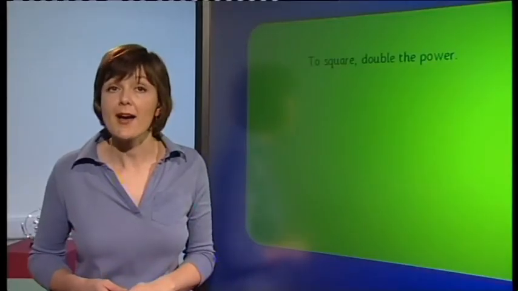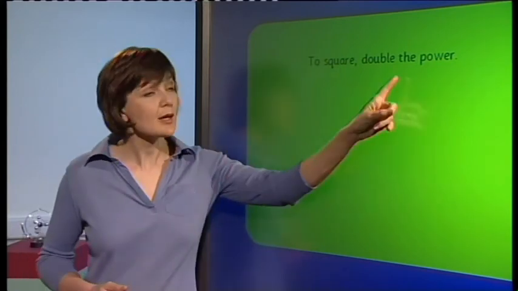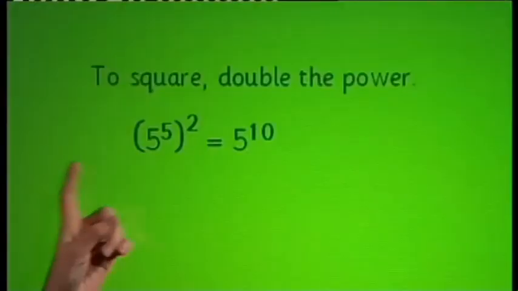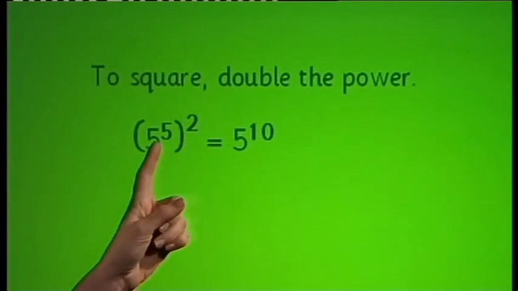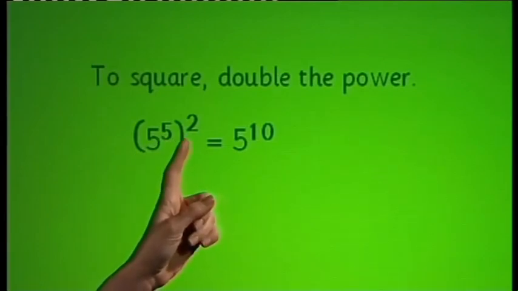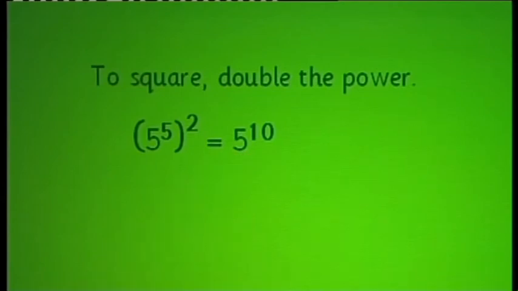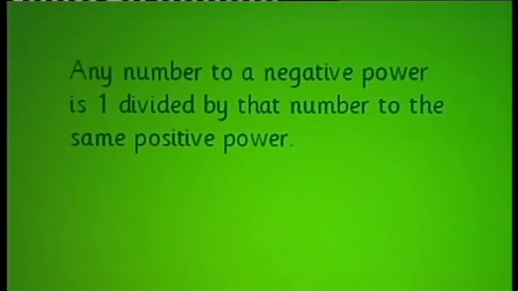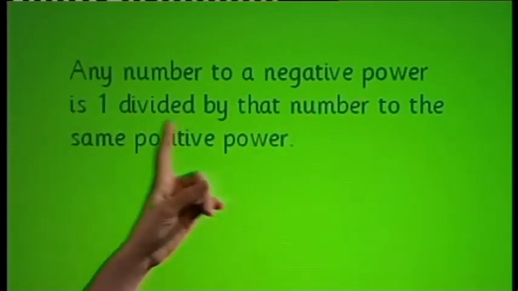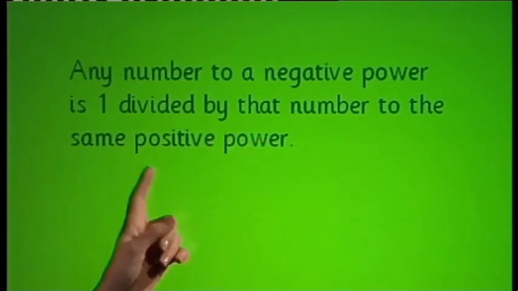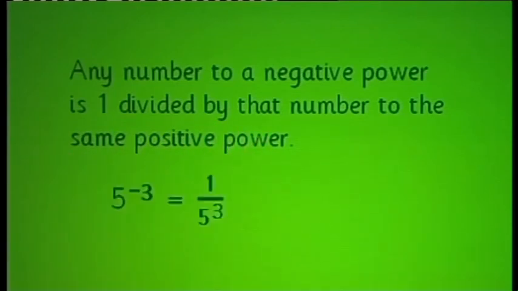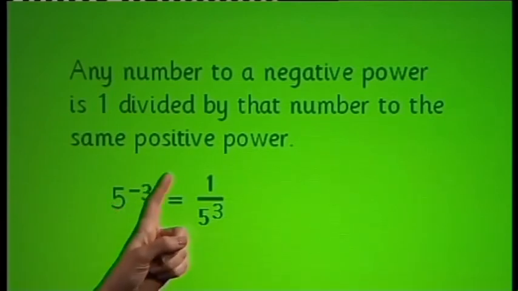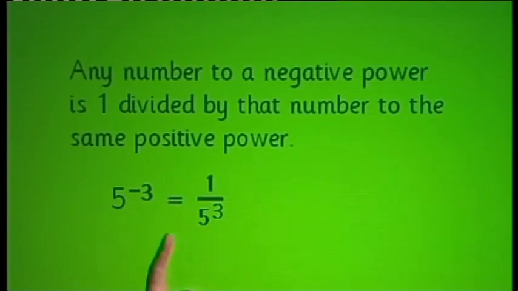To square a number with a power, double the power. So 5 to the power 5 all squared is equal to 5 to the power 10. And finally, the rule we've just seen. Any number to a negative power is 1 divided by that number to the same positive power. So for example, 5 to the power negative 3 equals 1 over 5 to the power 3, or 5 cubed.